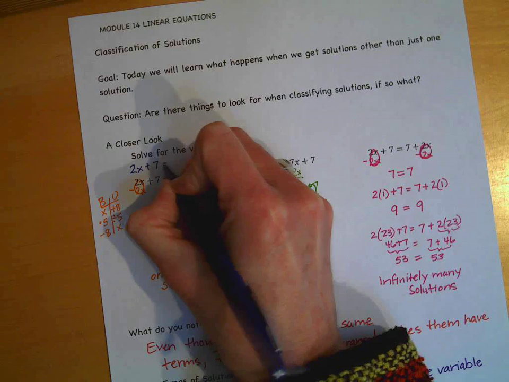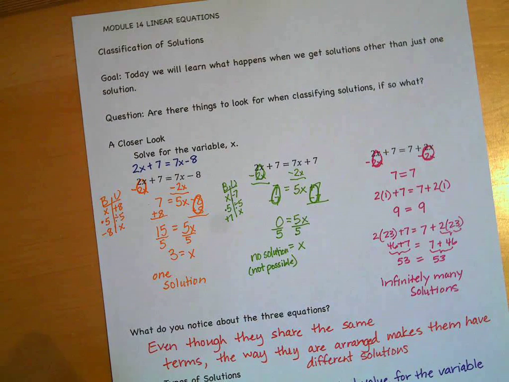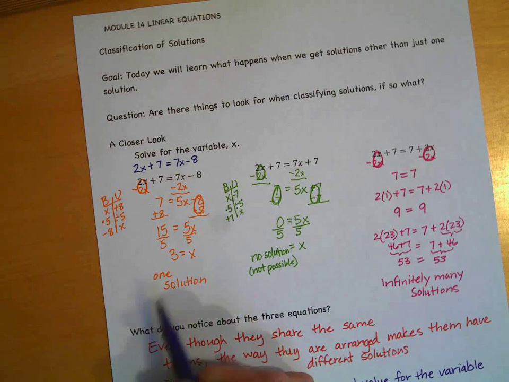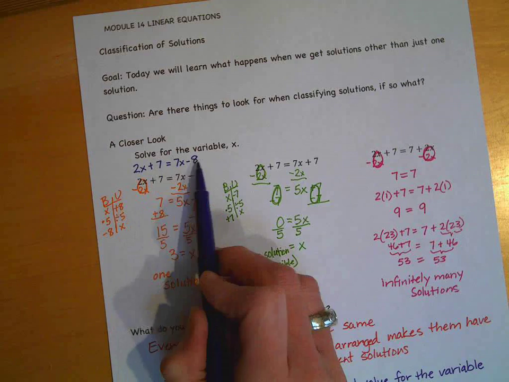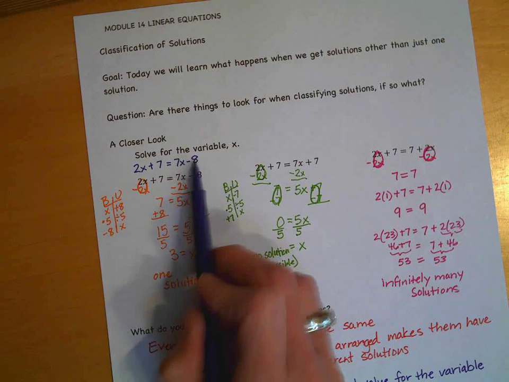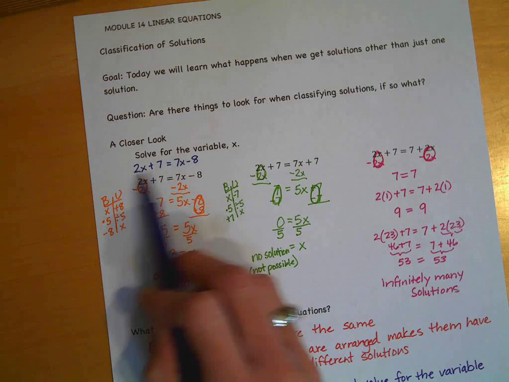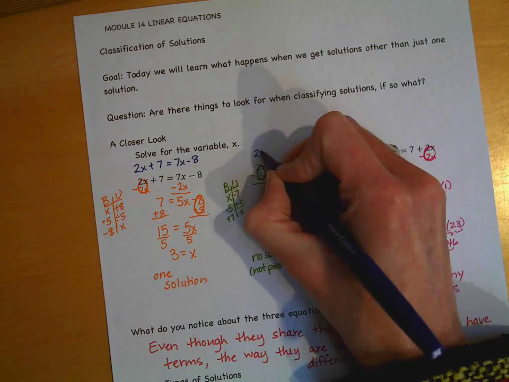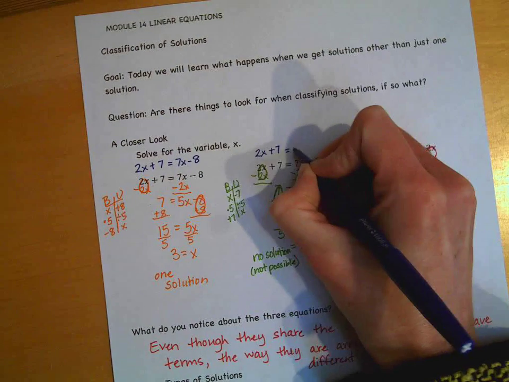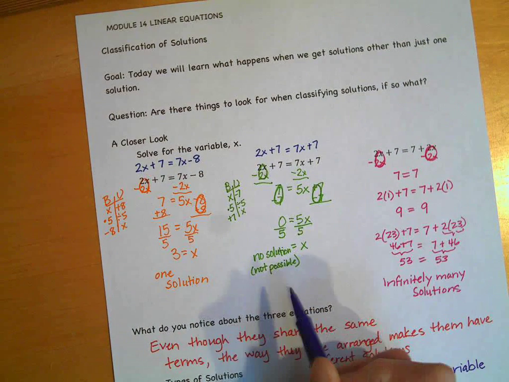This original equation looked like this: 2x plus 7 equals 7x minus 8. So the things that you can look for when you're looking for one solution answers is if your constants are different. See how those are the constants? And then your coefficients are different. So if your coefficients are different and your constants are different, you're going to probably get one solution as the answer. This one, however, 2x plus 7 equals 7x plus 7.